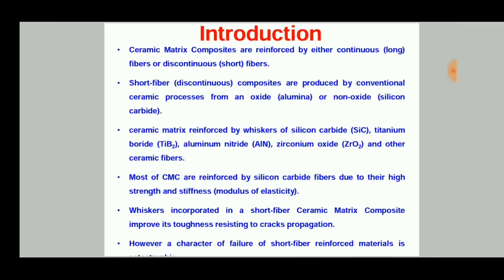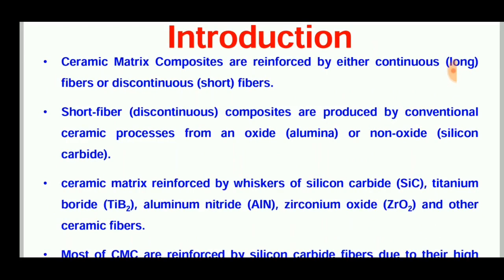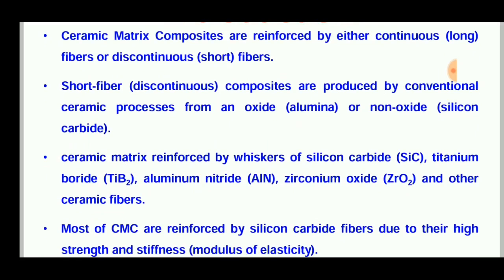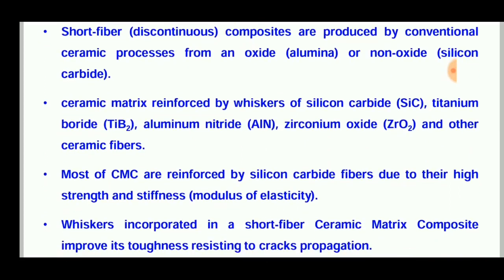Ceramic matrix composites are built from two major components: reinforcement and matrix. The reinforcement may be in the form of fiber or flakes, etc. It is the energy absorbing phase, while the matrix is a material which binds the reinforcement together to form a complete object. The short fibers are produced by conventional ceramic processes from an oxide such as alumina or a non-oxide such as silicon carbide.